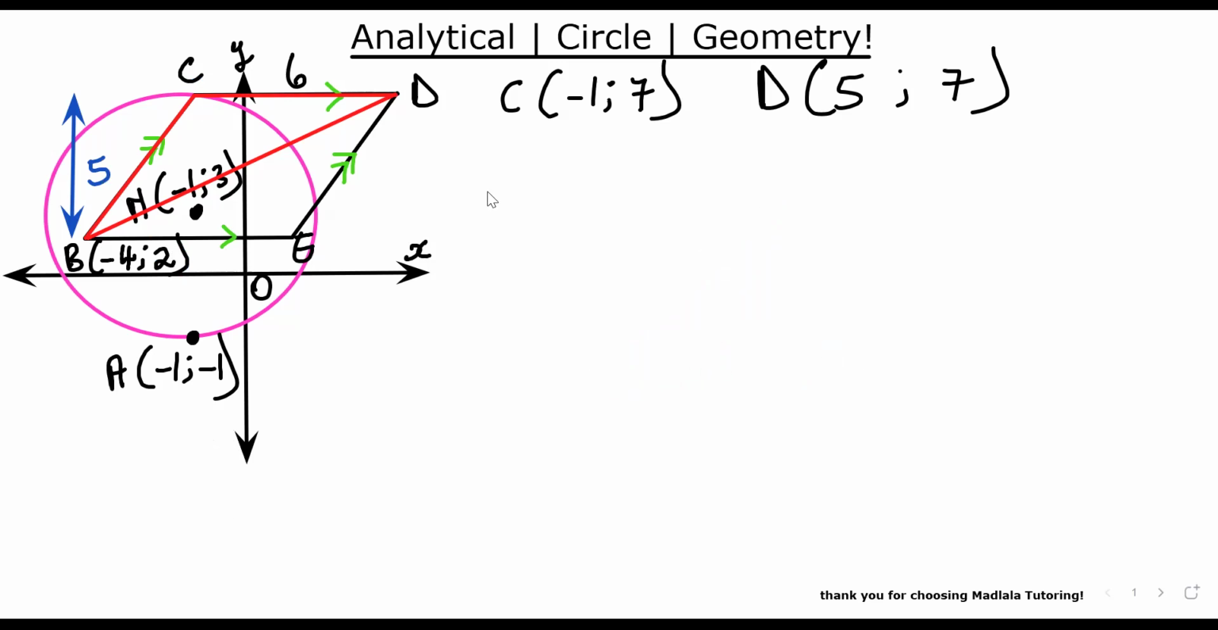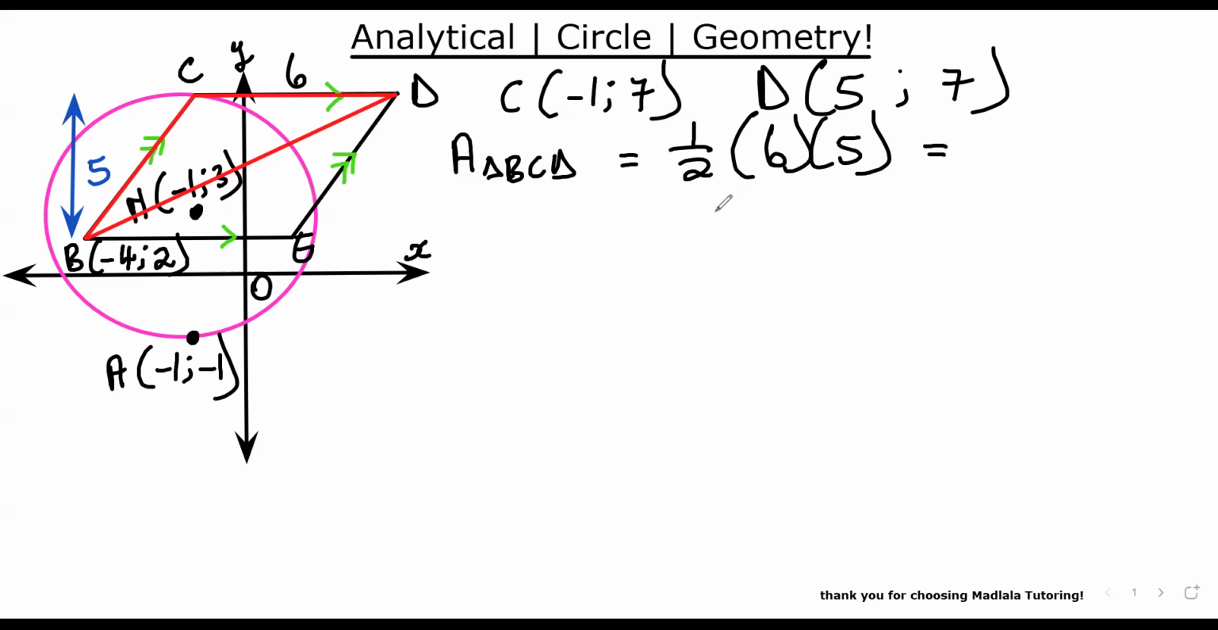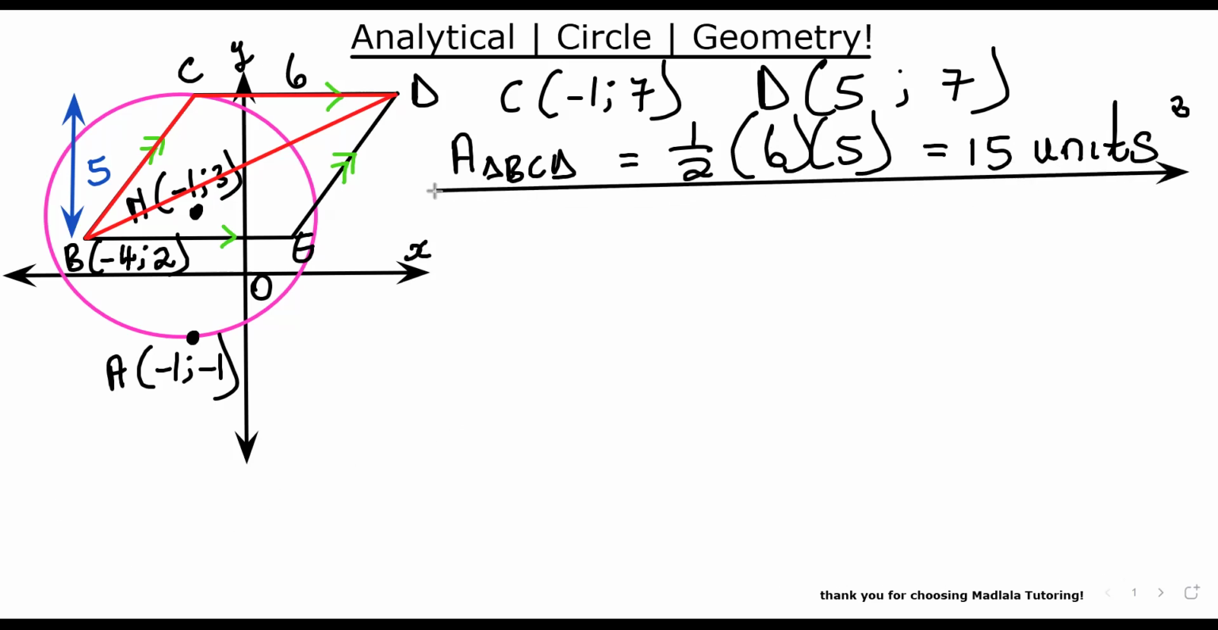So we can now say the area of triangle BCD is just going to be half base times height. Our base is 6 and the height is 5. So half multiplied by 6 is 3, and 3 times 5 is 15. So our area is just going to be 15 square units. So that's the simplest way in which you can find the area.